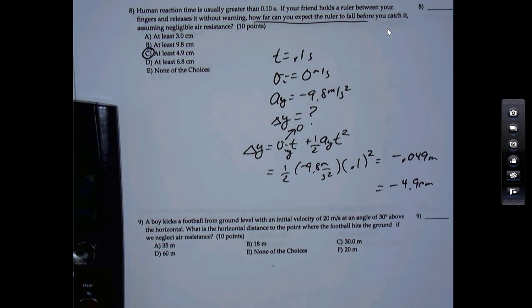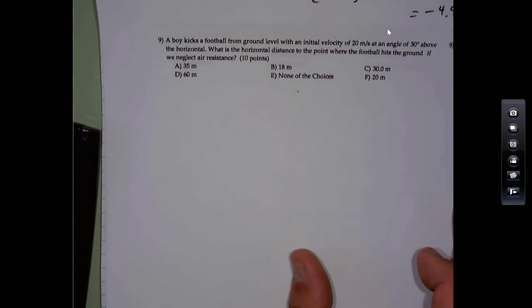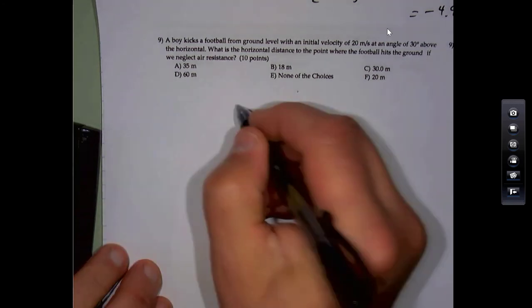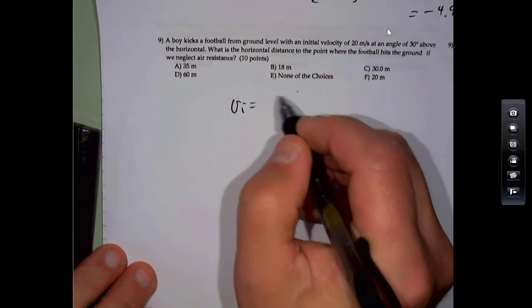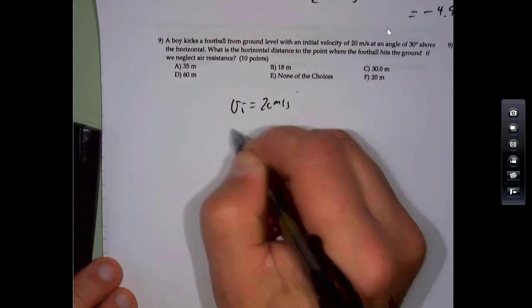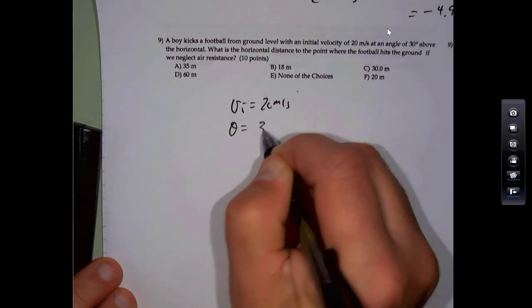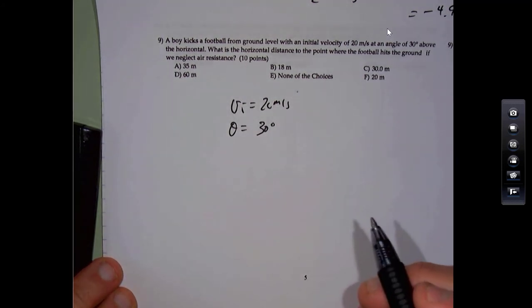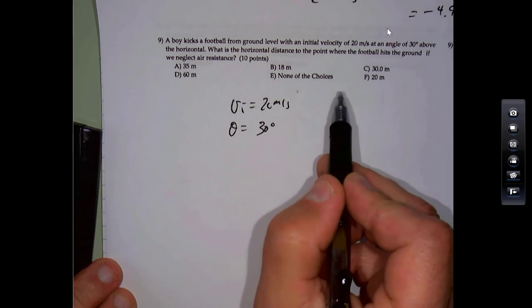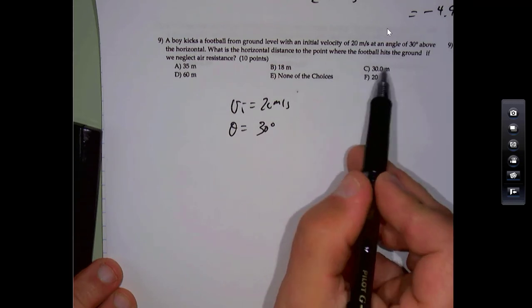Okay, good. So definitely look back at the free fall problems that we did, like things falling from a building. I think we did something like that. Still just one-dimensional motion. Okay, so the next one here, a boy kicks a football from ground level with an initial speed of 20 meters per second at an angle of 30 degrees above the horizontal. What is the horizontal distance to the point where the ball hits the ground?